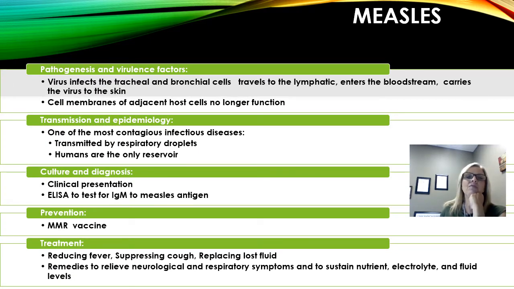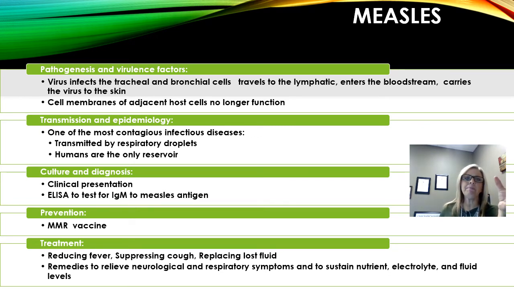All right, so what are the virulence factors here? The virus can actually implant on the respiratory mucosa, so it's got a respiratory portal of entry, and infects the trachea and bronchial cells. It can then travel onto the lymphatic system, multiply, and then enter the bloodstream. Once a virus enters the bloodstream, this is known as viremia. All right, and that can carry the virus to the skin and various organs. The cell membranes of host cells nearby can fuse into what's called a large syncytia, and that means one giant cell with many multiple nuclei, and so then they're no longer able to perform their functioning, okay?